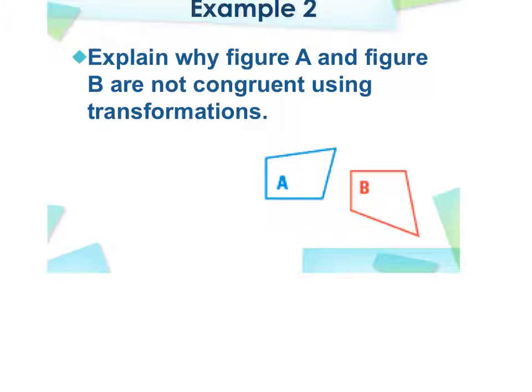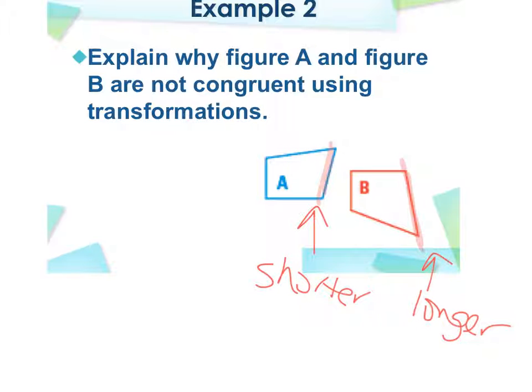However, let's take a look at this. I know it's kind of hard to tell, but are they actually the same size? No. You can see that this side here looks like it's a little bit longer than this side here. So it's not a congruent transformation because the figures are not the same size. So you could say this side is shorter than this side, and this one's longer. So this is why it is not a congruent transformation.